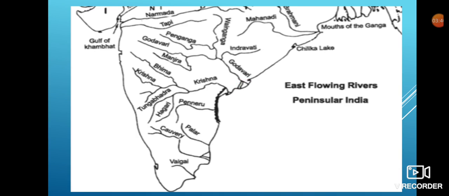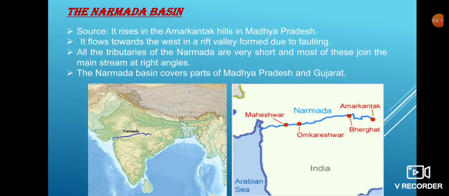The other river of the east flowing rivers is river Mahanadi. Most of the part of river Mahanadi flows in Odisha, and it drains towards the Bay of Bengal. It forms the delta in Odisha. So these are the important rivers which you will study in this chapter. Now let us continue with the detailed description of these rivers, some more important aspects of these peninsular rivers.